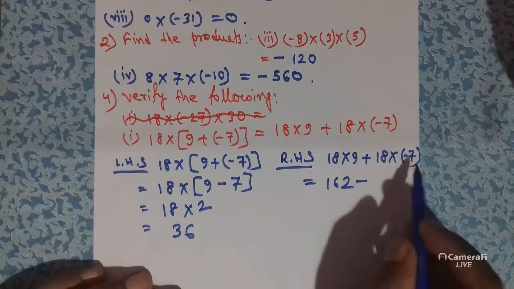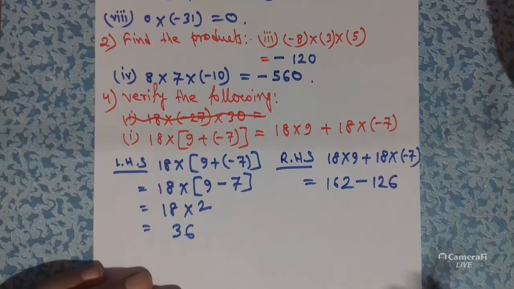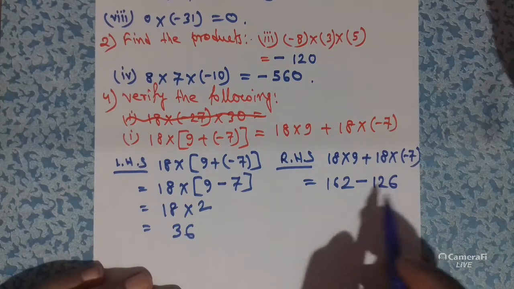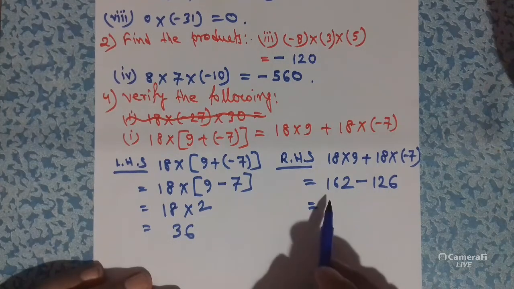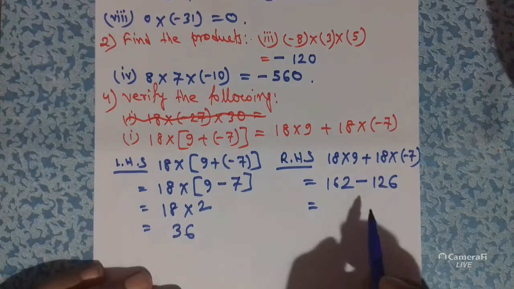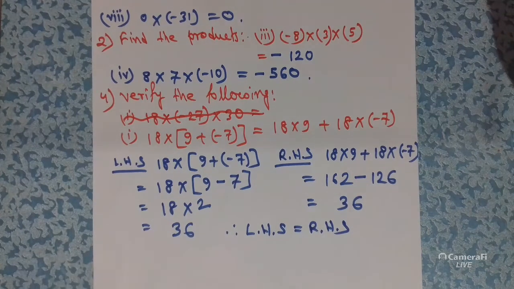So 7 multiply 8 is 56 and 126. Okay, so 18 multiply 7 is 126. Now subtract 126 from 162. So it will be 36. So therefore we can write that left hand side is equals to right hand side. Now it is verified. I hope all of you understood. Now I am going to show you another one.